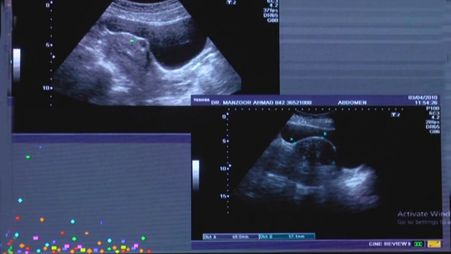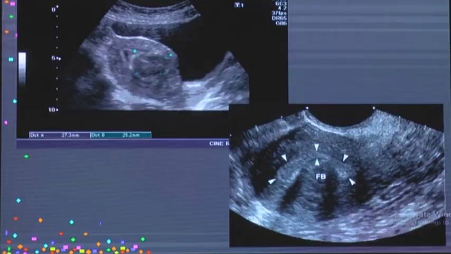Here is the myometrium and this is the serosa. A large subserosal fibroid, serosa, and the myometrium. A hypoechoic mass just close to the serosa is the subserosal fibroid. And this is the submucosal fibroid, on one side of the fibroid is the mucosa, and this is the transabdominal, and this is the endovaginal ultrasound examination of the submucosal fibroid.